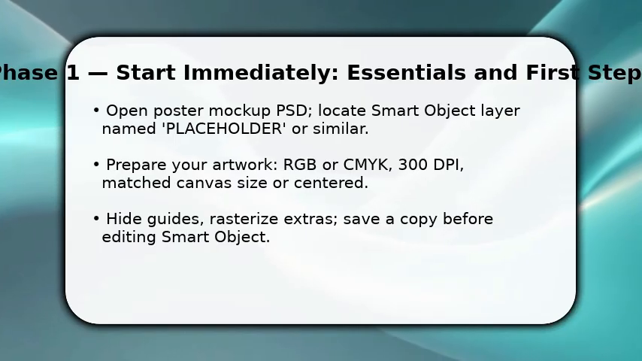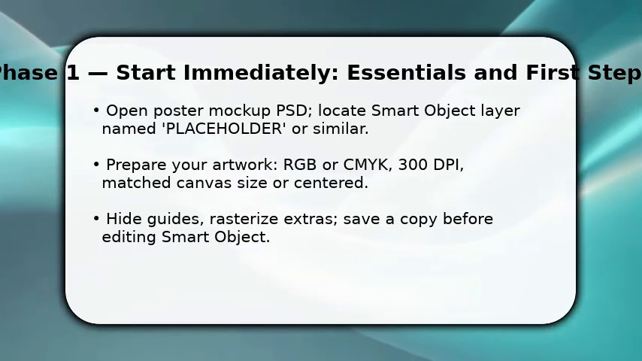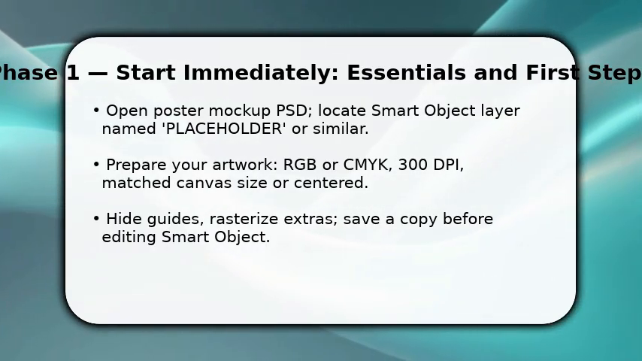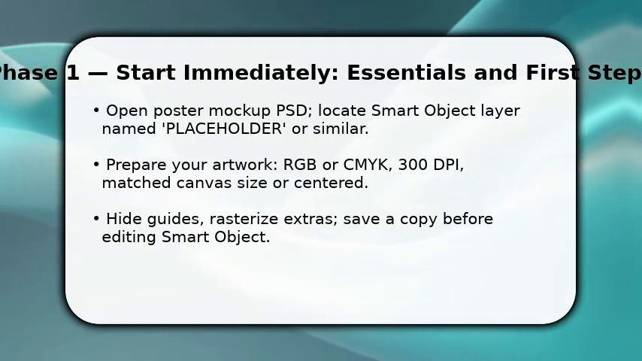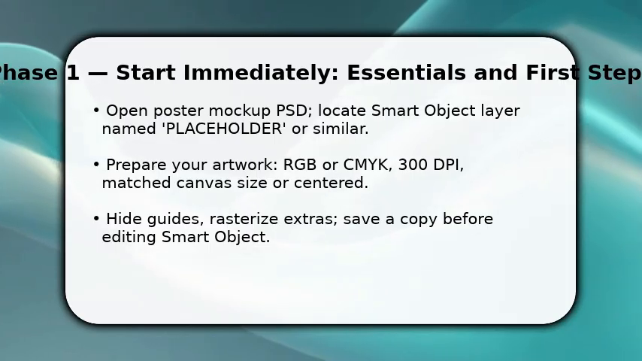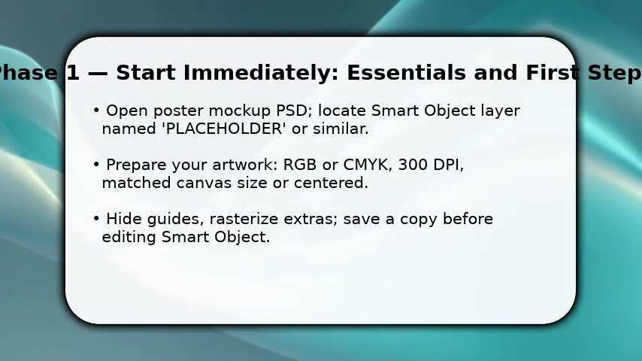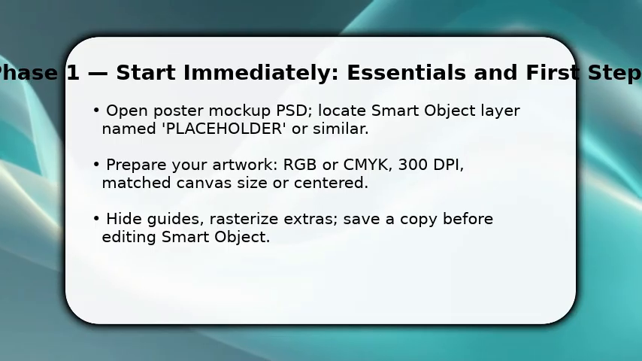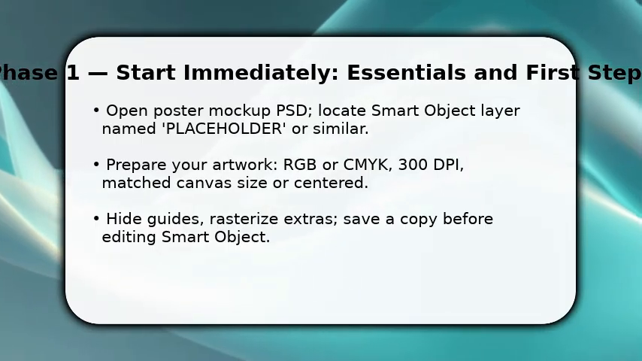Enjoy the video. You start by opening the Mockup PSD and locating the Smart Object layer labeled Placeholder or similar. You'll work inside that object. Next, import your artwork. Use RGB for screen mockups or CMYK for print, keep 300 dpi for crispness, and match the canvas size so scaling is minimal.